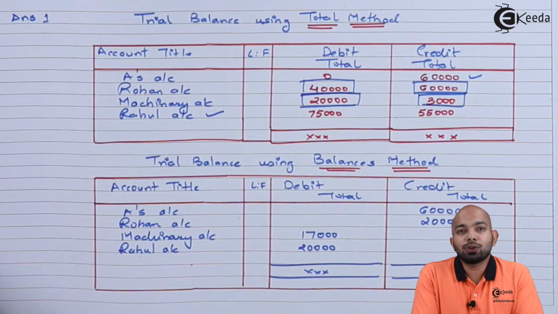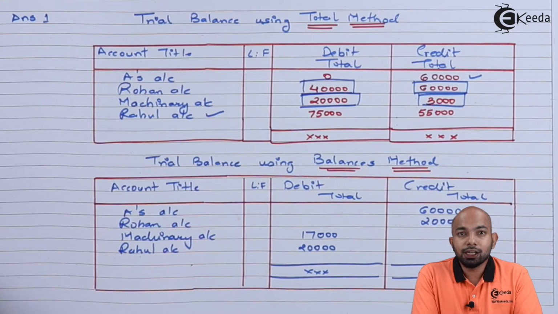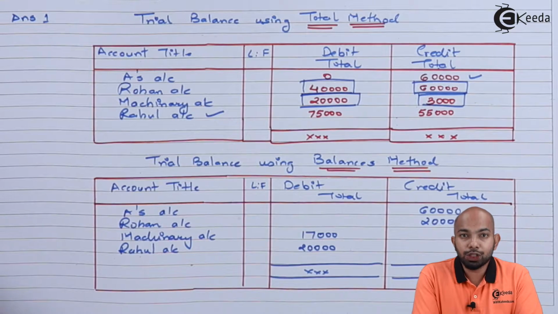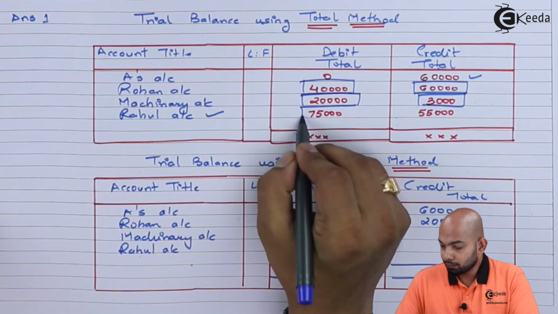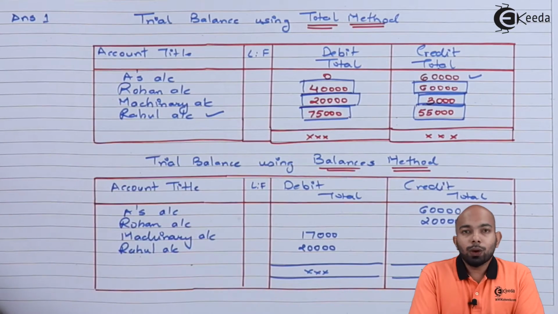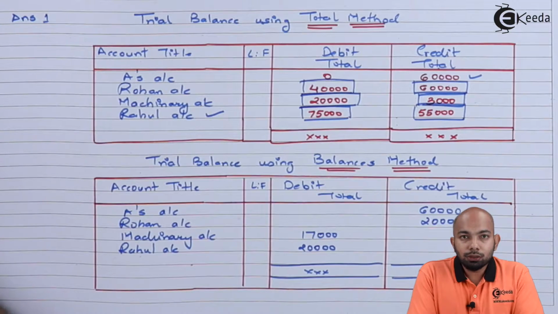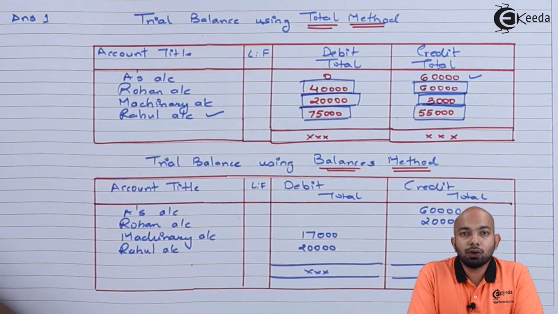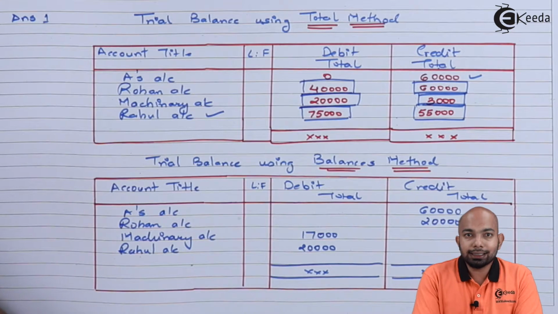As you can see in Rahul's account, there was a transaction worth rupees 75,000 on the debit side and 55,000 on the credit side. So that is the transactions which have been mentioned on the debit side total and on the credit side total. Once you have mentioned all these totals under the debit side and the credit side, the last step of the preparation of the trial balance will be totaling the debit side and the credit side.